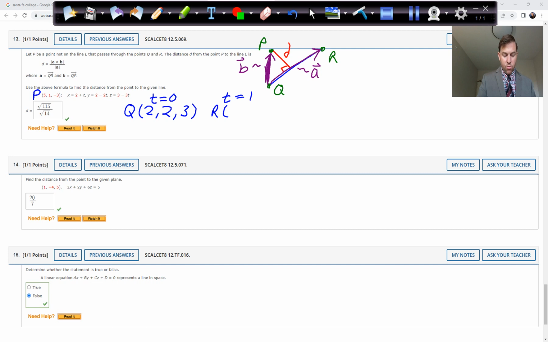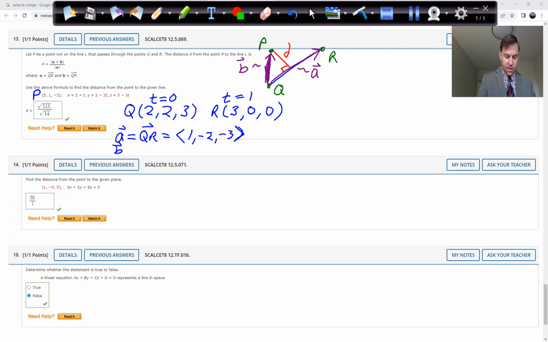So when t is 1, R would be 2 + 1, which is 3, 2 - 2, which is 0, just replacing t with 1, and 3 - 3, which is 0. And notice that those are pretty nice, easy numbers to work with. Okay, now we have to find A, which is the vector from Q to R. So just take the values in R and subtract the values in Q, and you should get 1, -2, -3.